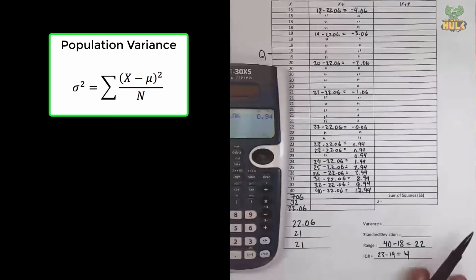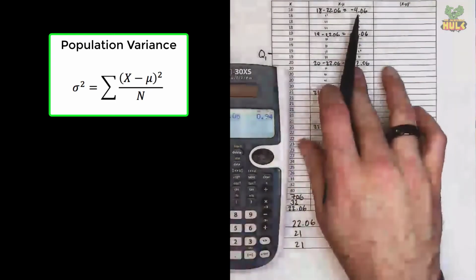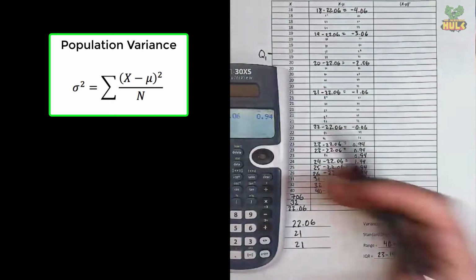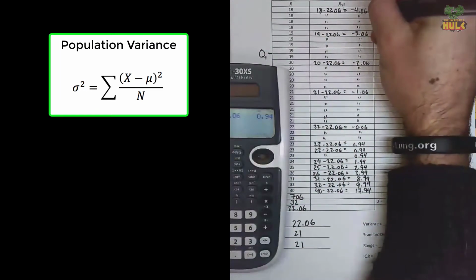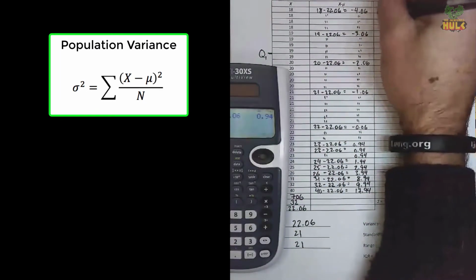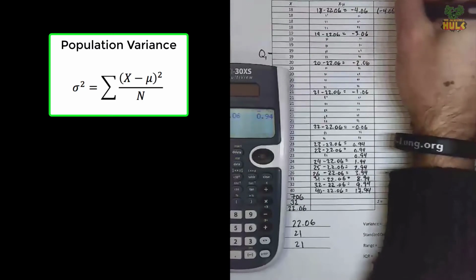Now, remember, when you square a negative, it becomes a positive. So if you're entering these into your calculator, just don't even bother to enter the negative. Just square it, because you know it's going to be a positive anyway. So what we would be doing here is put parentheses, negative 4.06 squared is equal to.